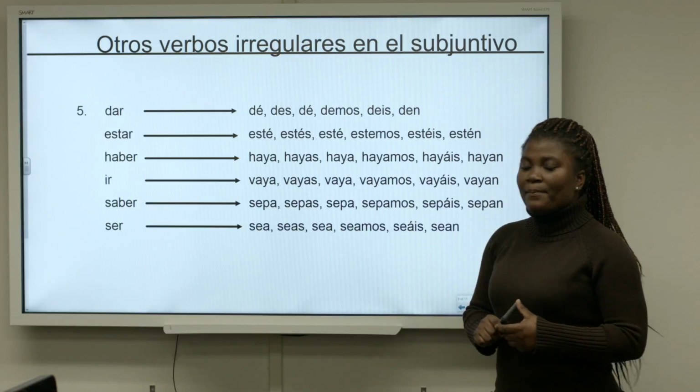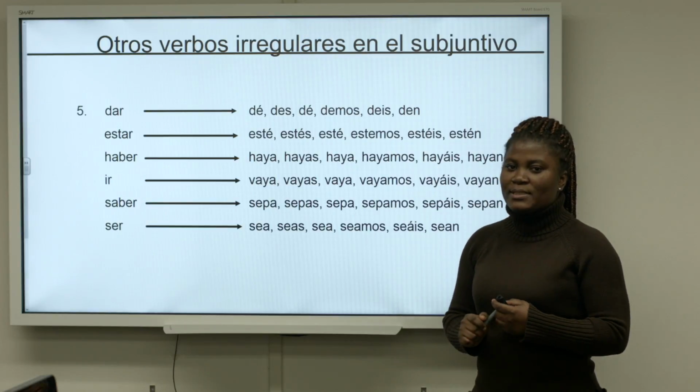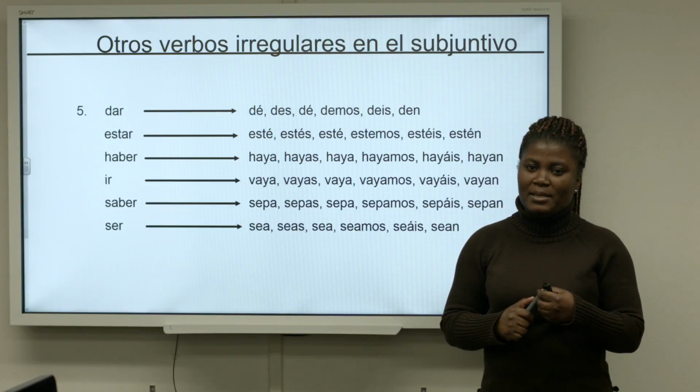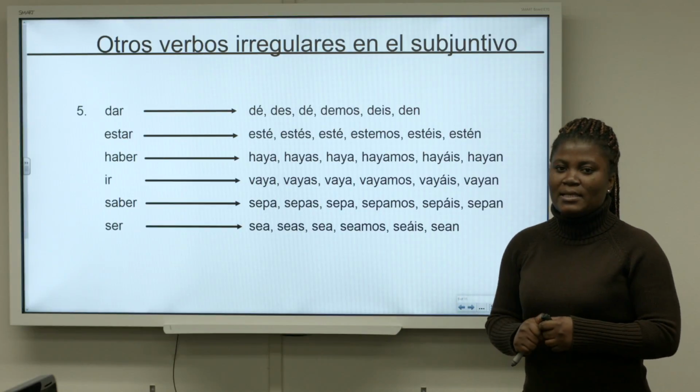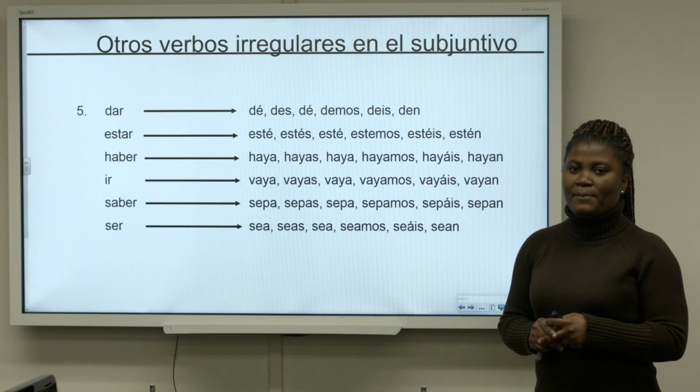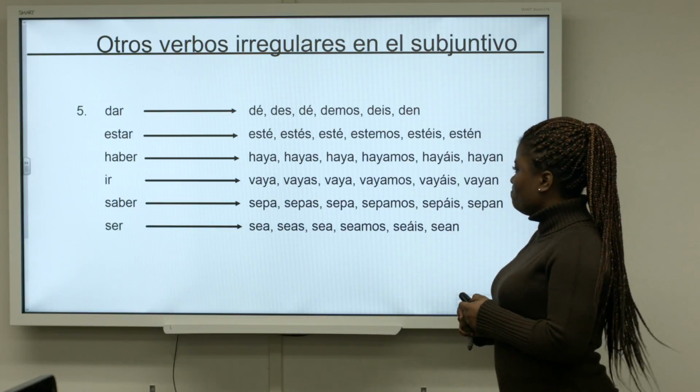Ir, vaya, vayas, vaya, vayamos, vayáis, vayan. Then we have saber, sepa, sepas, sepa, sepamos, sepáis, sepan. Then we have ser, sea, seas, sea, seamos, seáis, sean.